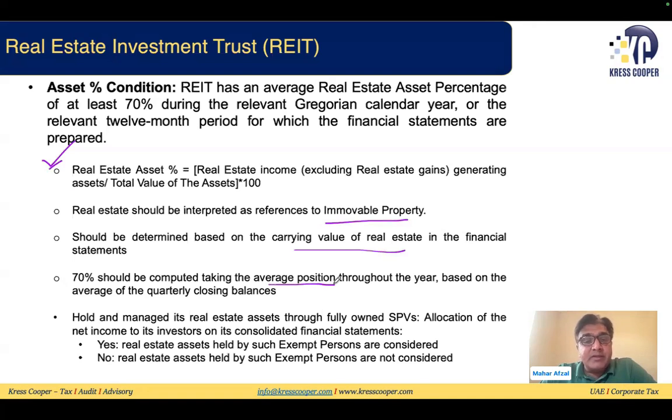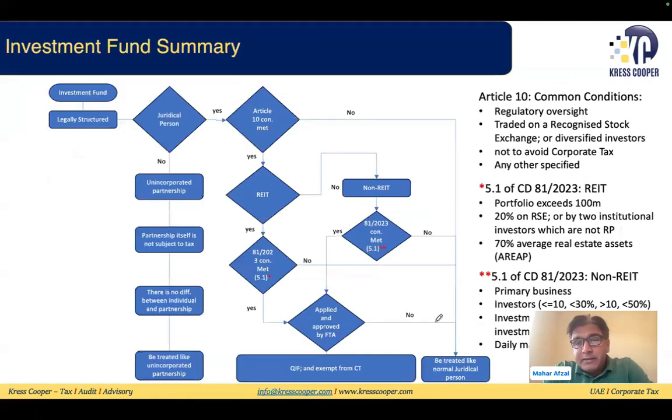If the REIT holds and manages its real estate assets through a fully owned SPV, the same conditions are applicable there as well. If the SPVs, special purpose vehicles, are there, there is one fund and another fund, and this fund is an SPV, with net income being distributed on an overall financial statement basis, then we need to consider the assets of the SPV as well while calculating this 70%. I have prepared this summary for you. This is whatever we have discussed in our previous two webinars.